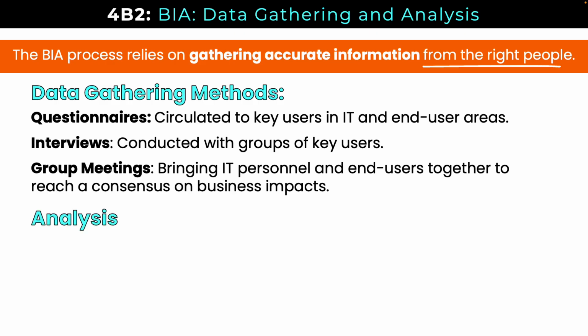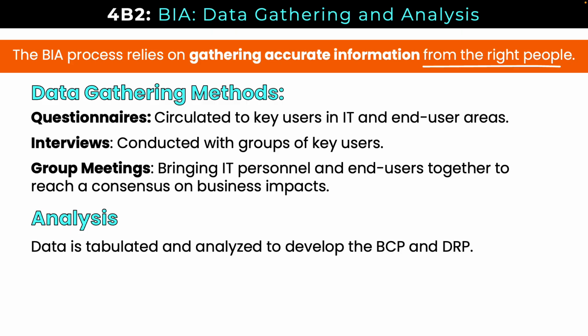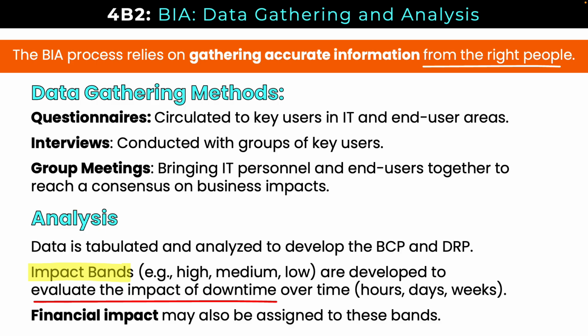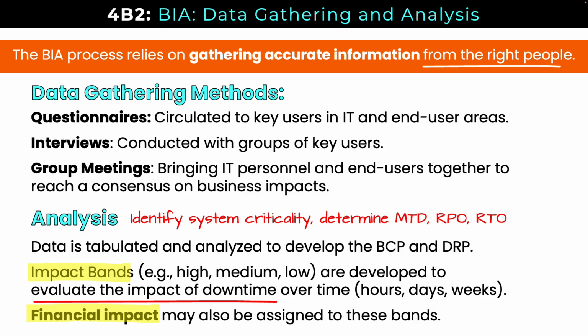We have to analyze that data. It can be tabulated and analyzed to help us develop our business continuity plan and our disaster recovery plan so we can account for those critical services and systems. We'll often create what we call impact bands, where we evaluate the impact of downtime over time. We sort things into high, medium, low criticality, and we may assign financial impact to these various bands. At the end of the day, we want to identify system criticality and determine our RPO, our RTO, and that maximum tolerable downtime. So let's talk about the cost of disruption.